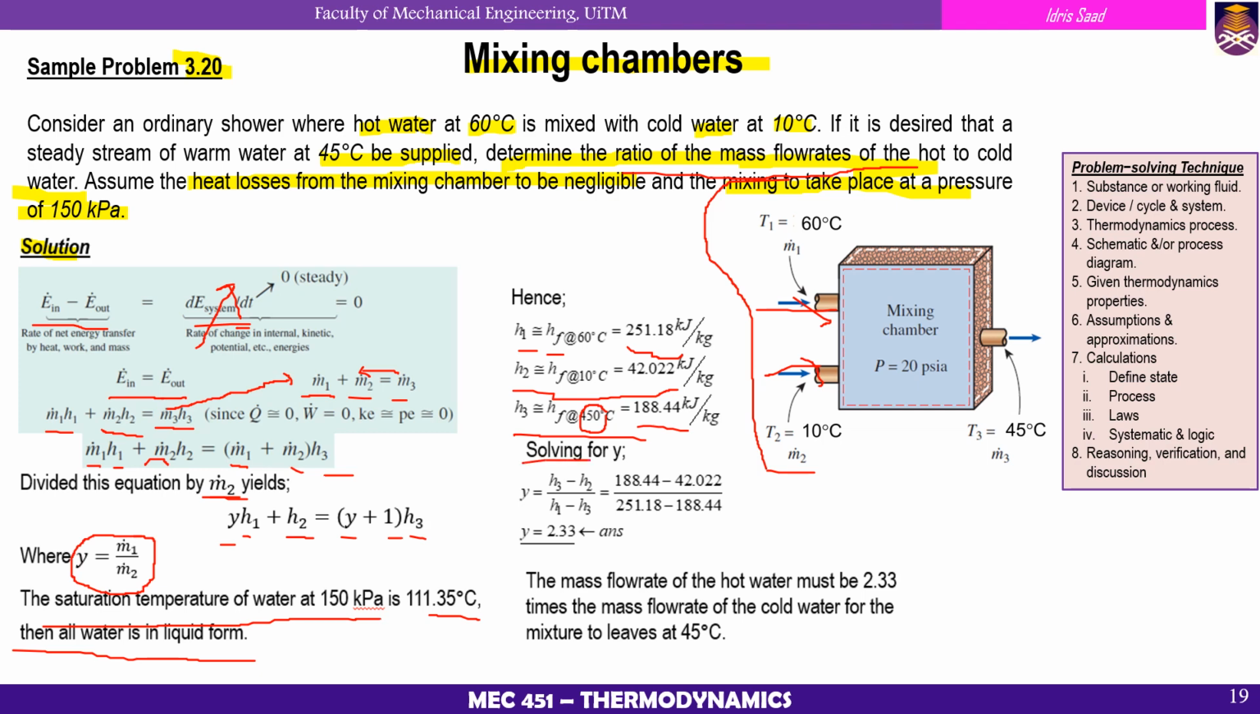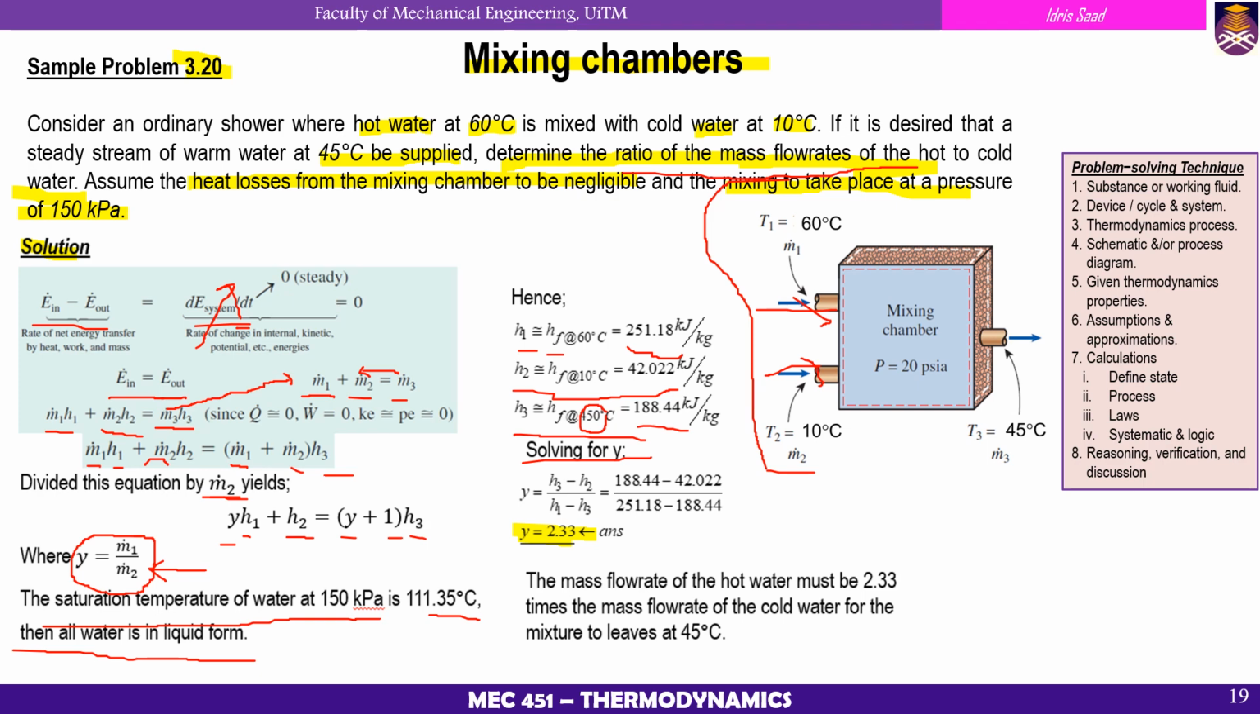So now we solve for y, because y is our ratio of the mass flow rate of the hot over the mass flow rate of the cool. So we put in all the values. Then we get the ratio is actually equal to 2.33. So this is the answer. So this is the ratio.